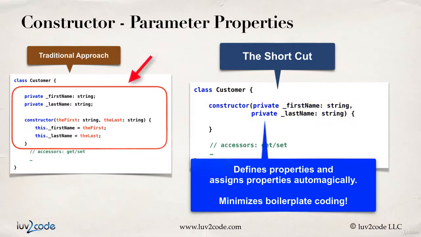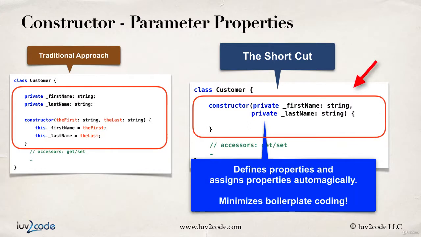Doing a comparison here, we see the traditional approach on the left-hand side, and then this shortcut here, where we're using parameter properties. So this is effectively the same level of coding. By using the parameter properties, you get this same functionality in the background. You get the properties defined and also assigned automatically. So it makes your life a little bit easier when it comes to setting up your class. I really like this feature.